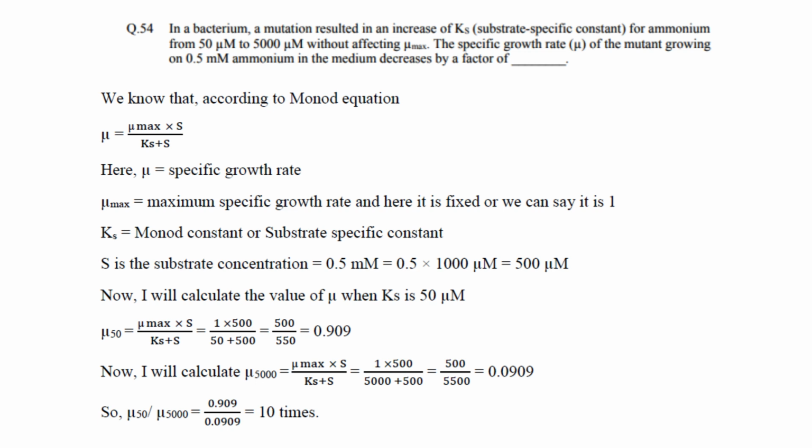Now I will calculate the value of mu when Ks is 50 micromolar, and here it is 0.909. Now I will calculate mu when Ks is 5000 micromolar, and here it is 0.0909. So the fold change is 10 times.